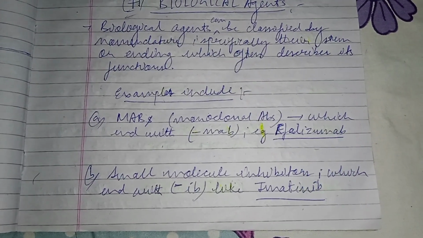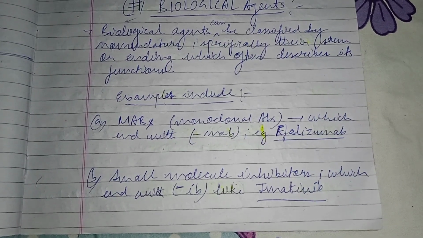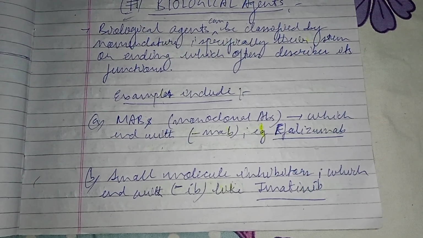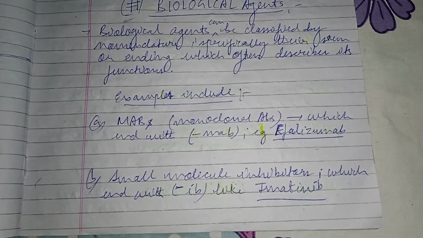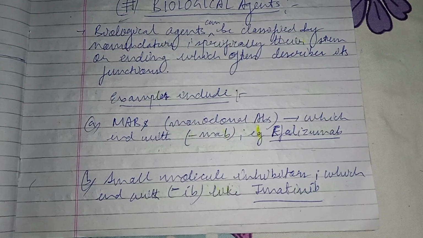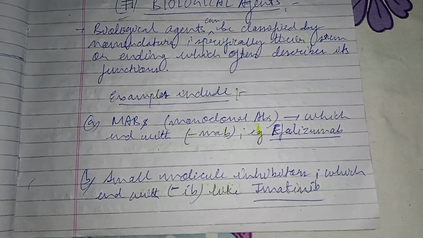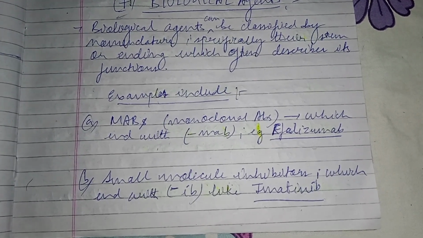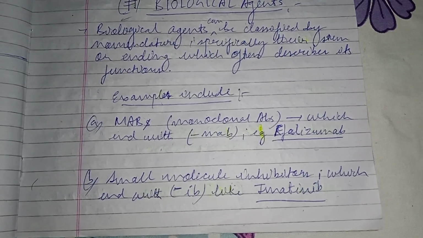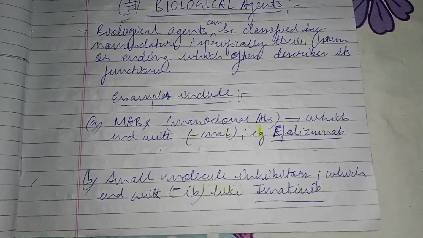Now the second part, the small molecule inhibitors which end with IB. It is very important, so please have a note of it, that the small molecule inhibitors end with the IB suffix. An example is imatinib. Please have a note of it and let's look at the other examples too.